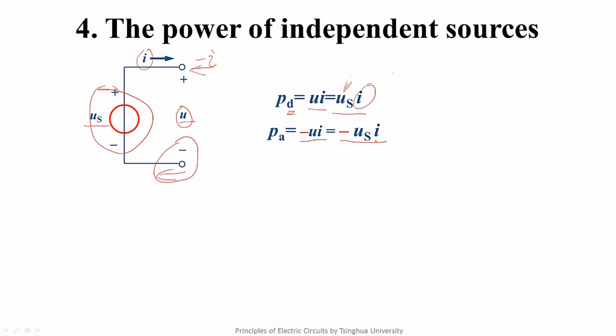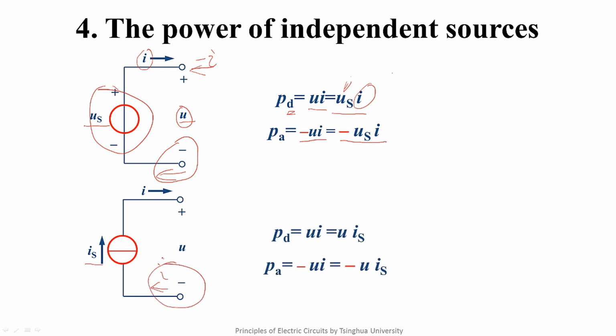So the power of absorption is minus U times I, which is also minus US times I. Here we reviewed two kinds of memory methods for the power under the associated reference directions. Analogously, for the current source, they are non-associated reference directions when current flows into the negative terminal, and the supplied power is equal to U times IS, while the absorbed power is equal to minus U times IS. You may have a question here. Why do we always set the associated reference directions when we're talking about resistors, but when we were just talking about the voltage sources, it is set as the non-associated reference directions? We will discuss it in a later lecture.